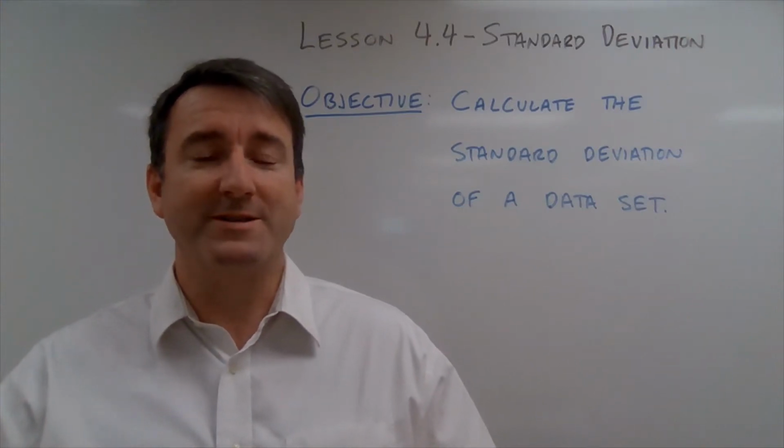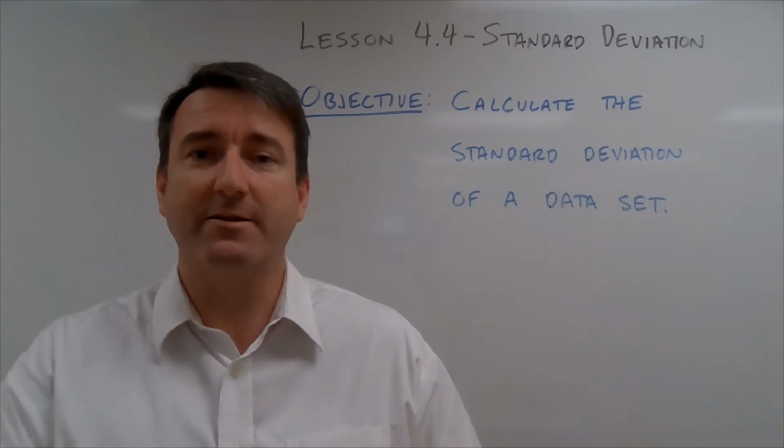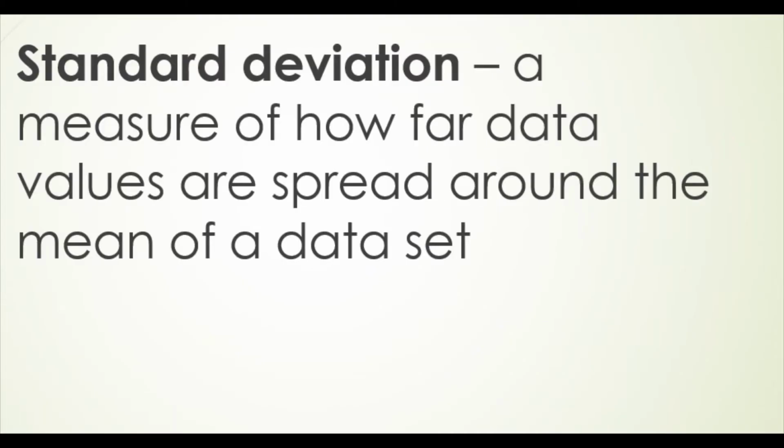Lesson 4.4, standard deviation. Our objective for this lesson is to be able to calculate the standard deviation of a data set. Let's start by defining standard deviation. Standard deviation is a measure of how far data values are spread around the mean of a data set. So with standard deviation, we're trying to describe the variation in a data set using a single number, as opposed to the 5-number summary that uses, obviously, 5 numbers.